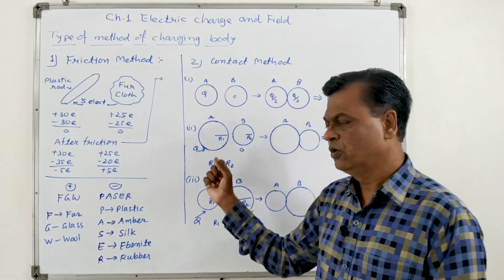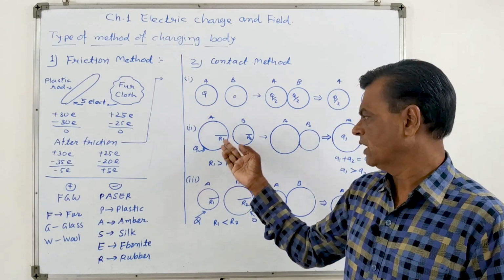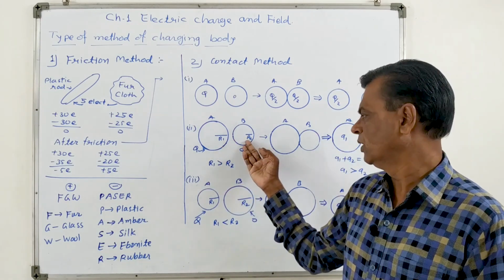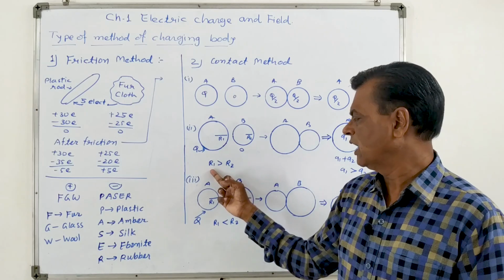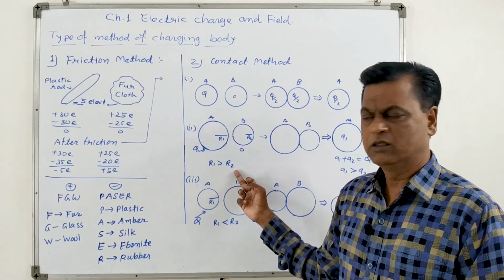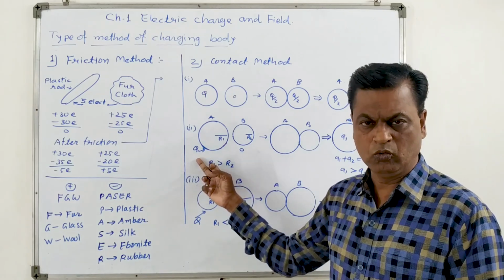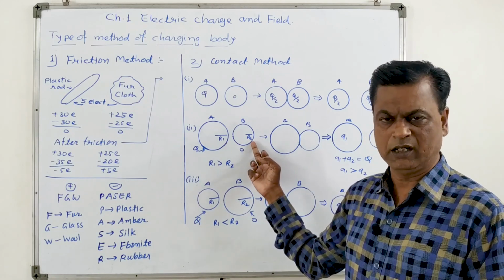In case 2, the radius of sphere A is R1 and that of B is R2, but here R1 is greater than R2. The charge on sphere A is Q, but sphere B is electrically neutral.